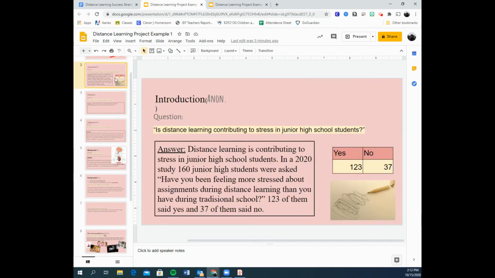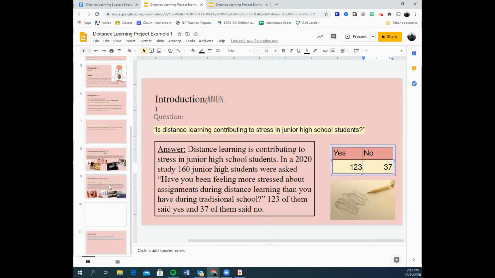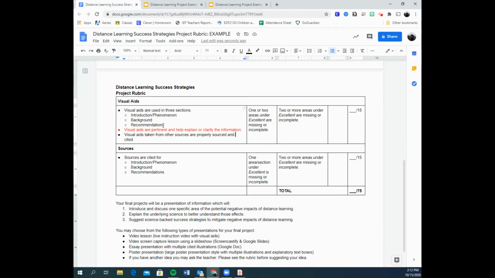And then the introduction, there's a table. A data table's good. That's a visual aid. We could also use a pie chart or something else, but I'll bet that there's another visual aid we can come up with for that category. So visual aids are pertinent and help explain or clarify the information. In some of the areas they do, in some of the areas they don't. Like I don't understand what some of these visual aids are meant to do.